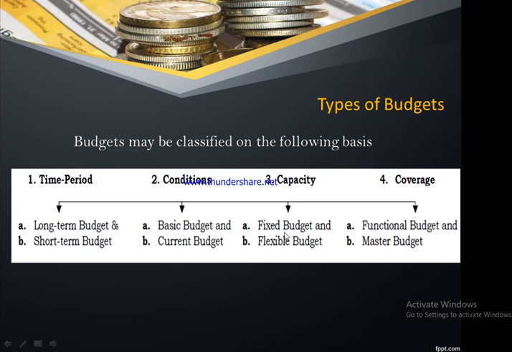Capacity, depending upon the production capacity, whether you want to increase the production capacity or scale down to lower capacity, again we say it's a fixed budget and the flexible budget. And finally, based on coverage, whether all the different departments are going to prepare different budgets, or it is going to be comprehensive for the entire organization, we say it's a functional budget and master budget. So let's look into one by one.